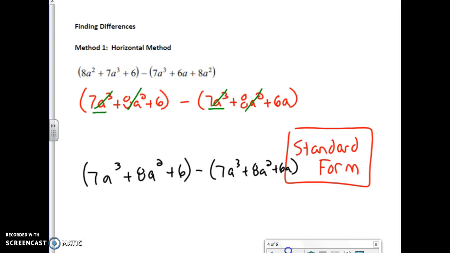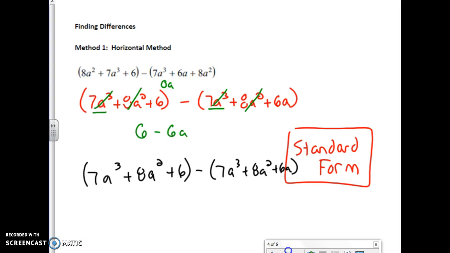6 has nobody to dance with over here. So I'm just going to write down 6. And then there is an imaginary 0a in this term. So I'm taking 0 minus 6a, which gets me negative 6a. So I'm doing exactly the same as with addition, just canceling each other out.